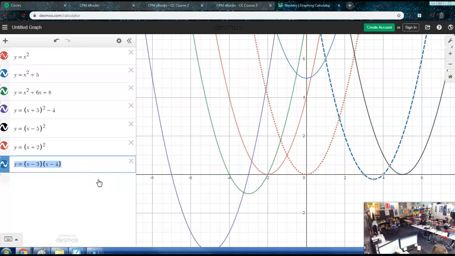Zero product property, right? This is zero product. What are your zeros there? 3 and 4, positive 3 and positive 4, right? Boom, boom.